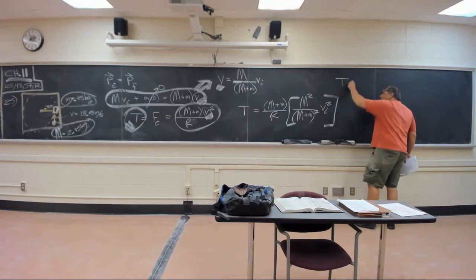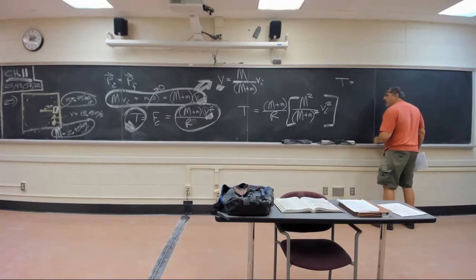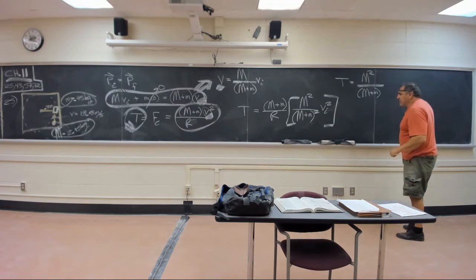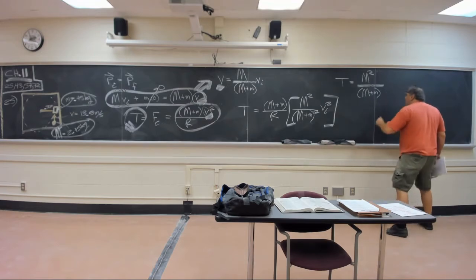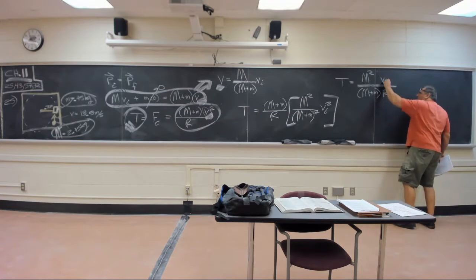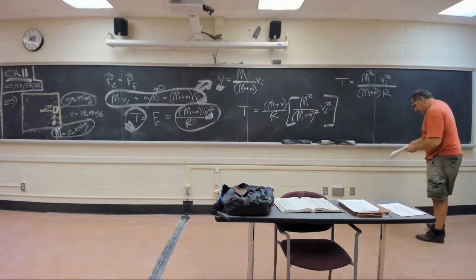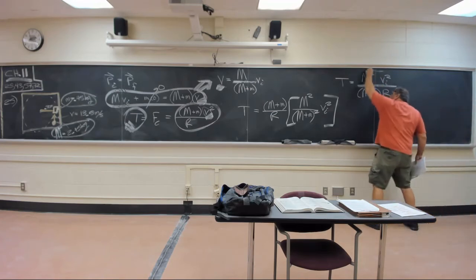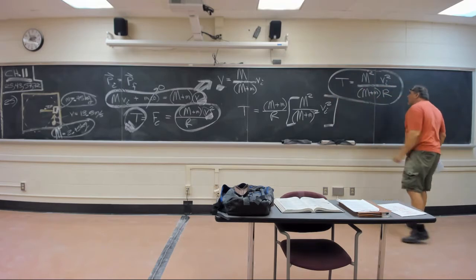The tension is going to be M squared over M plus m, because there was a cancellation there. There's R here, and there's VI squared. It can be written a number of ways. That's essentially the way I wrote it, a little bit differently, not much. The rest, guys, plug in the numbers. Plug in the numbers.